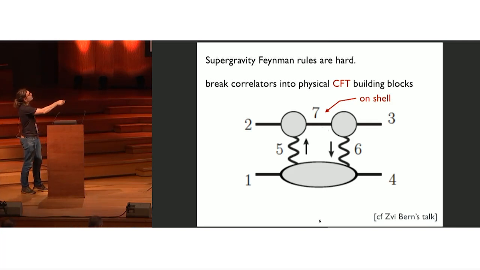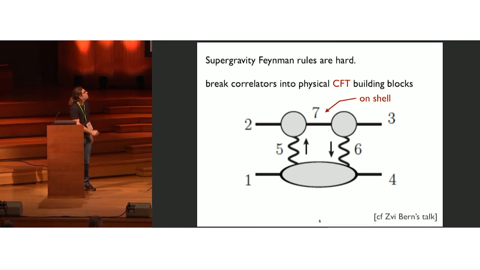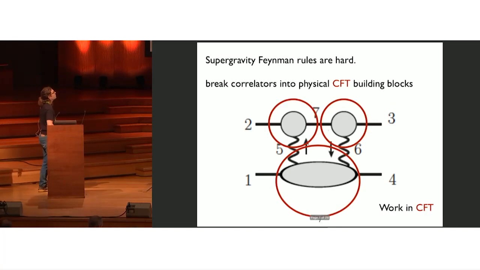So the rule of the game is to make physical things where you have on-shell propagators. And of course in AdS, when you put something on shell, it means it goes to the boundary of AdS. So you're going to get to draw a little circle around each of these diagrams, meaning that they are cut diagrams now. So really any way of breaking an AdS calculation into physical building blocks has to be something that you do on the CFT side.